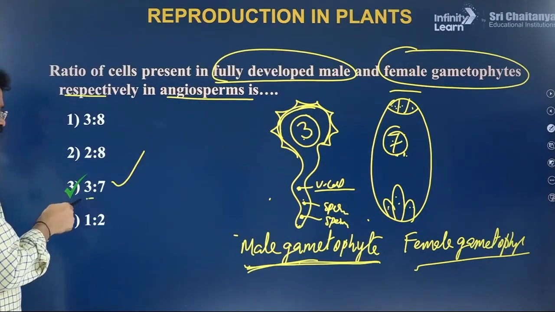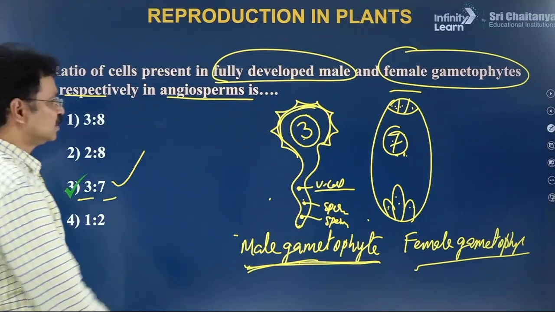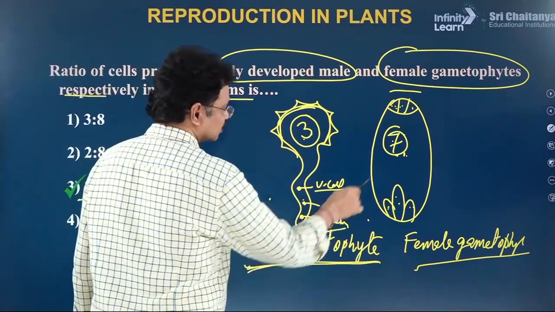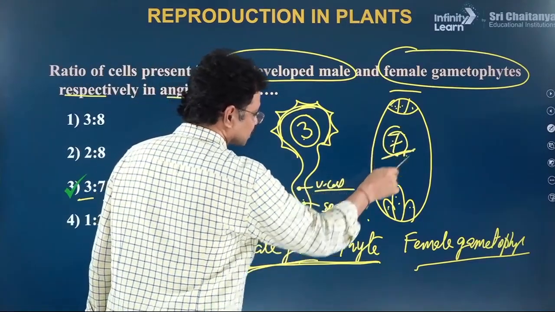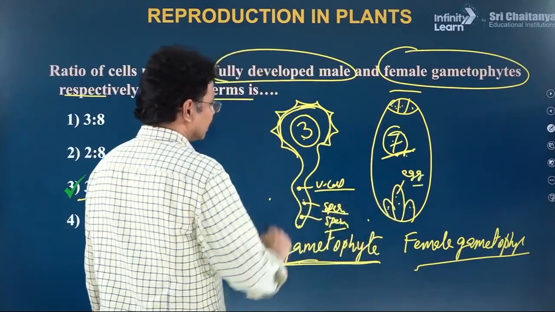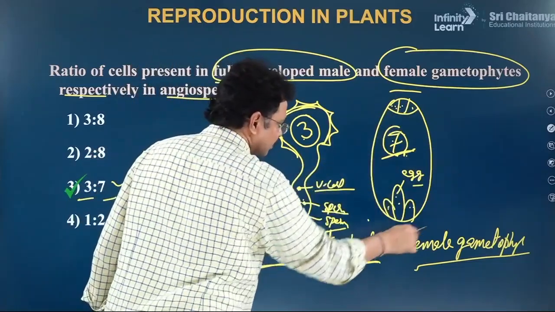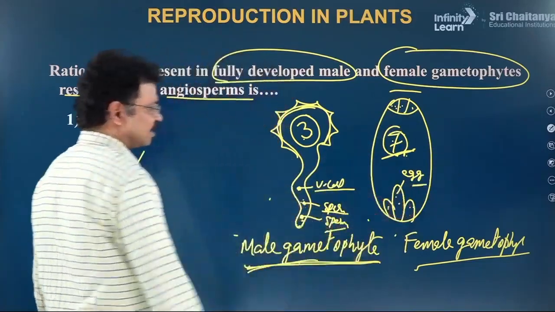Maximum number of cells in male gametophyte 3, female gametophyte 7. In this 3, 2 are male gametes. Whereas in the female gametophyte, out of 7, only 1 is the egg. Another name for the egg is female gamete. In the entire male gametophyte, 2 male gametes are there, whereas in the entire female gametophyte, a single female gamete or egg is present.